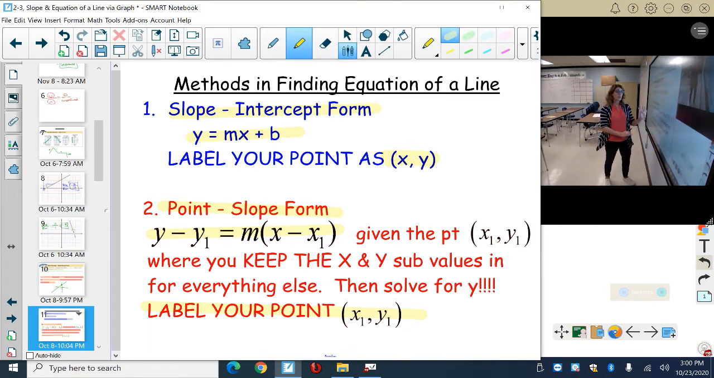Okay? I'm not going to really talk about this bottom equation much today. I'm going to just talk about the top one today.